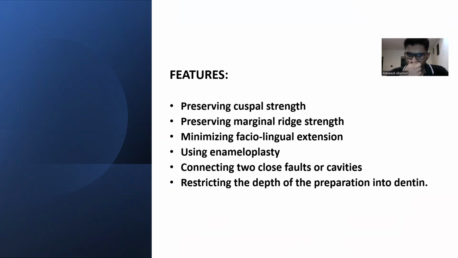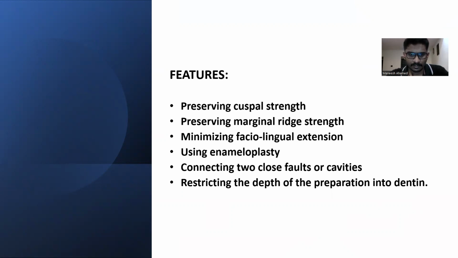So the first feature is preserving cuspal strength. We know that cusps are important structures present on the occlusal surfaces of posterior teeth. They give the strength for mastication and also for all other functions. So we need to preserve the cuspal strength when we prepare a cavity. The cusp should not be undermined.